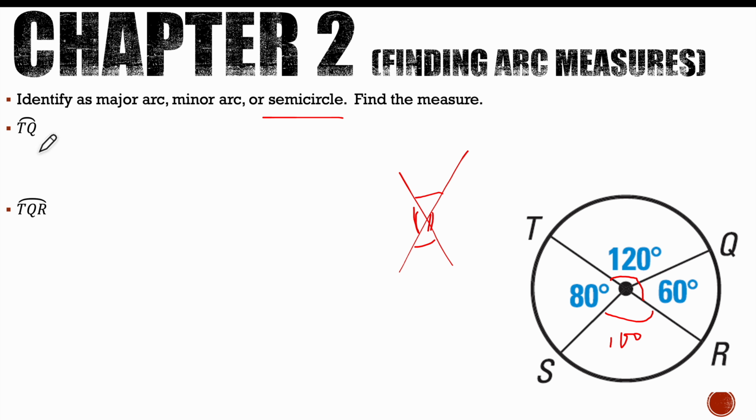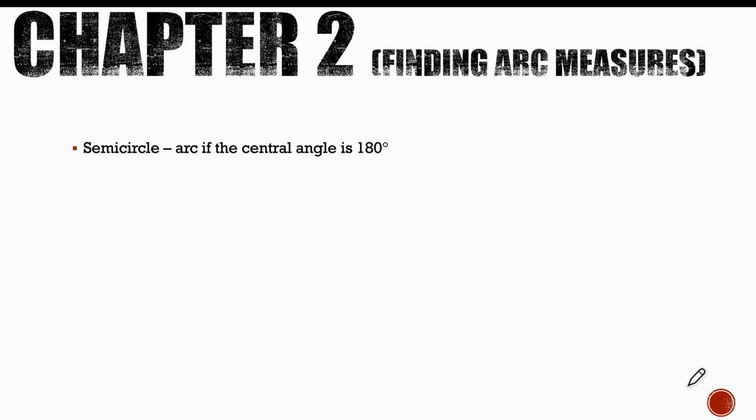So this is what is identified as a minor arc. TQ is a minor arc. If you say TQR, that is a major arc. QRT is also a major arc. Any 3 points you write will be a major arc. What is a semicircle arc? If the central angle is 180 degrees, then it is a semicircle arc. So a diameter forms a semicircle arc.